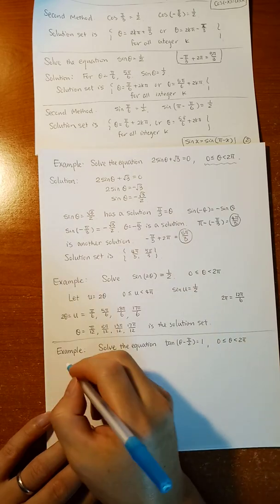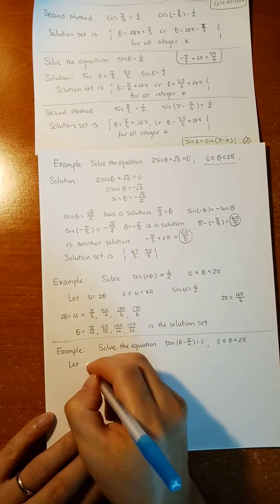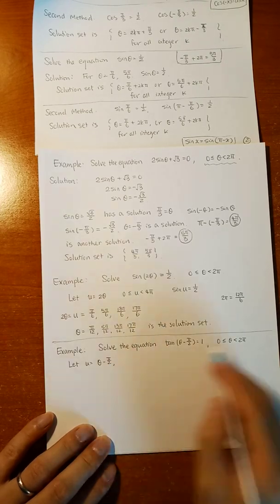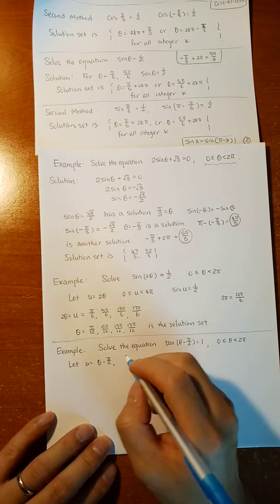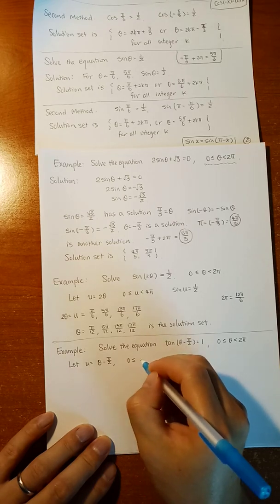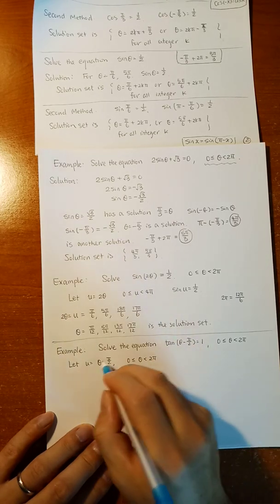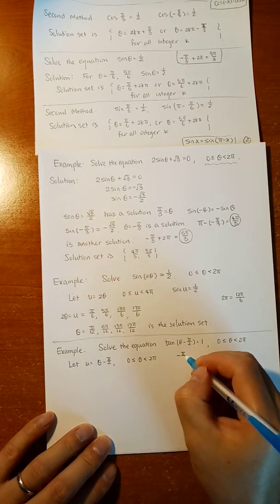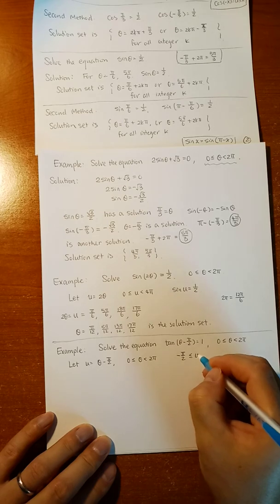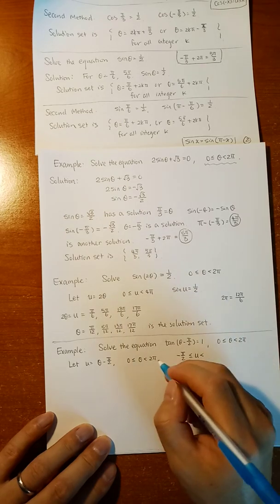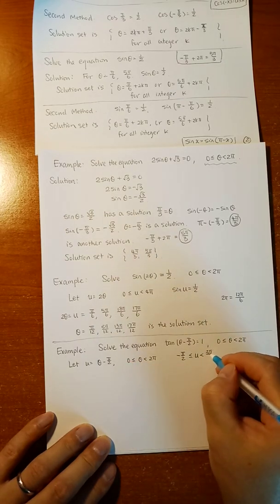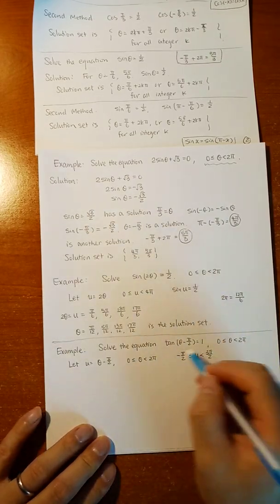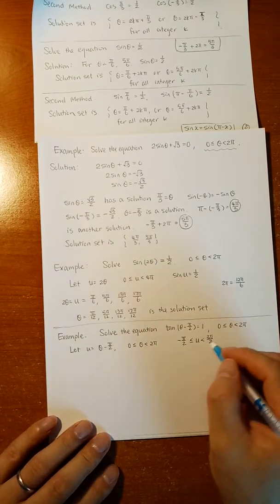Okay, so we do a similar thing. We simplify this formula. Let u be theta minus pi over 2. Then theta is between 0 and 2 pi. We subtract pi over 2 from the three sides. We get 0 minus pi over 2, which is negative pi over 2, less than u, less than 2 pi minus pi over 2, which is 3 pi over 2. Okay, so this is the range of u. u can only be here.